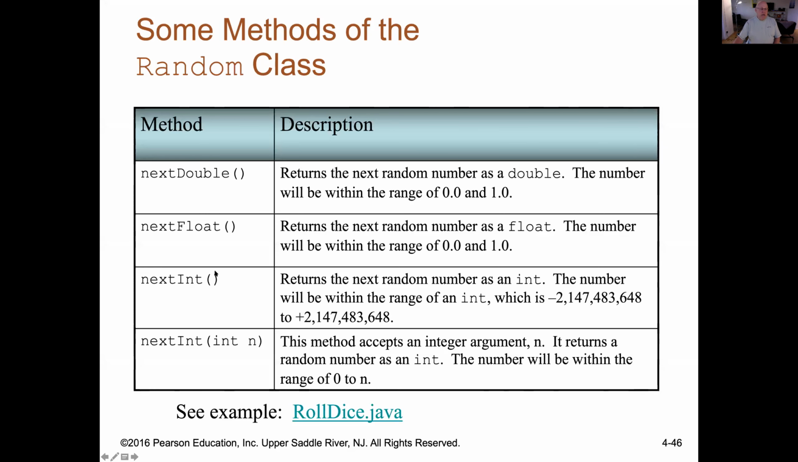These are some methods of the Random class. The method nextDouble returns the next random number as a double. The number will be within the range of 0 and 1.0. nextFloat returns the next random number as a float. nextInt returns the next random number as an int. And nextInt(n) accepts the integer argument n and returns a random number as an int.